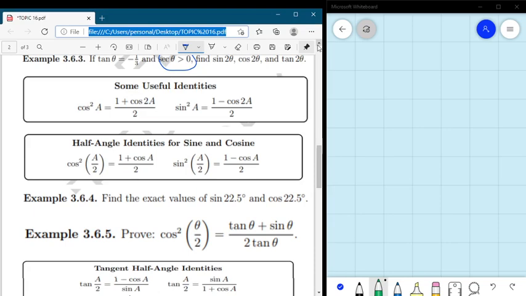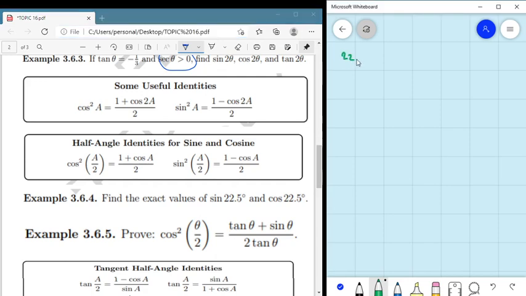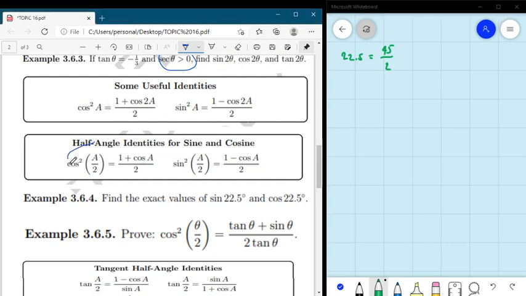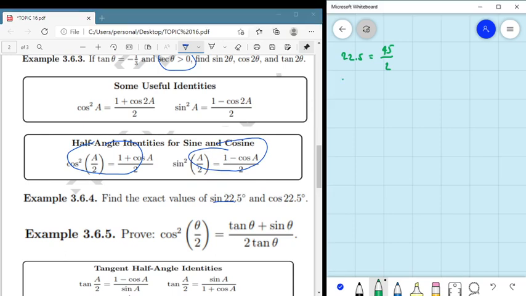So, example 3.6.4, we are going to find the exact values of sine 22.5 degrees and cosine 22.5 degrees. Notice that 22.5 degrees is equal to 45 over 2. Therefore, we can apply the half angle identities. Sine of 22.5 is similar to sine of 45 over 2, wherein our A is 45.